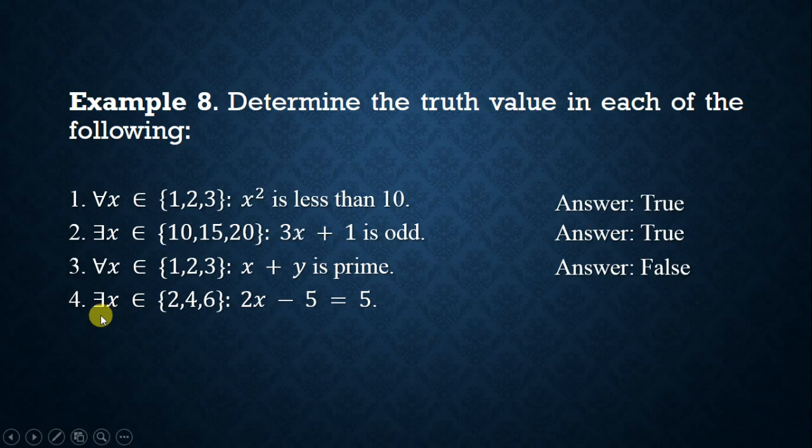Number 4, there exists x element of the set containing 2, 4, 6 such that 2x minus 5 equals 5. To make this statement true, x must be 5 so that it would equal 5. So the answer is false since none in this set will satisfy this condition.